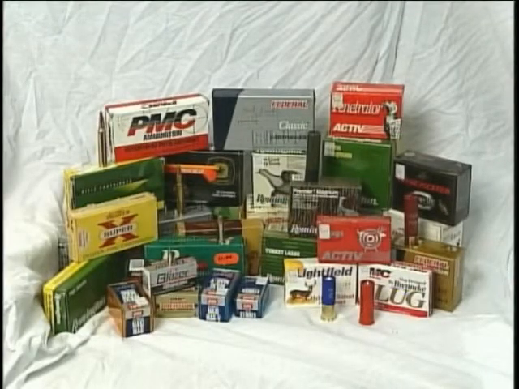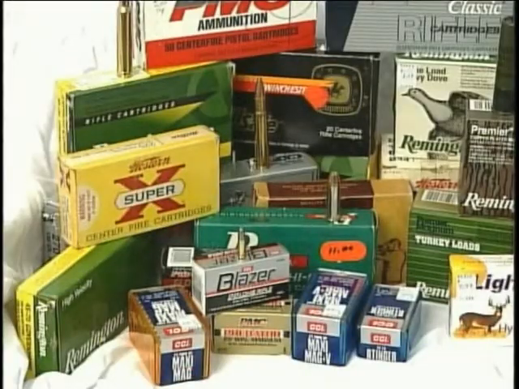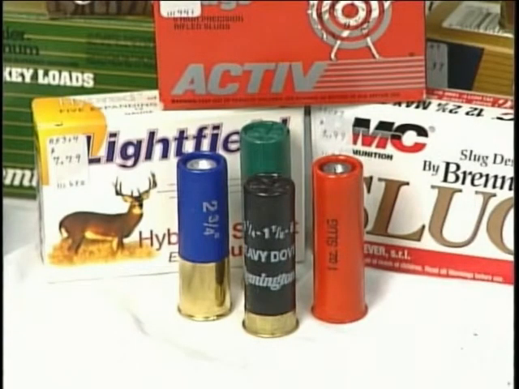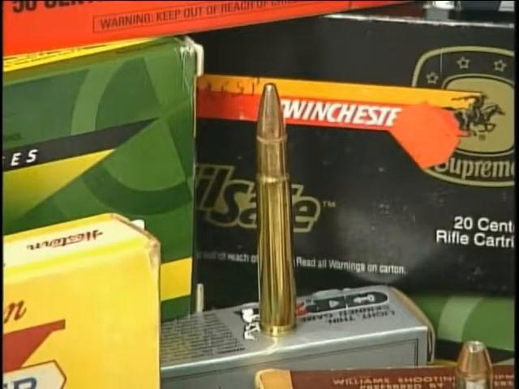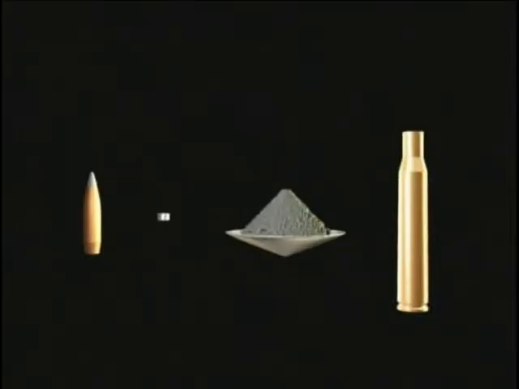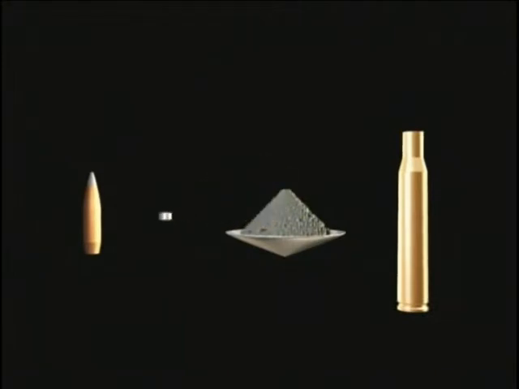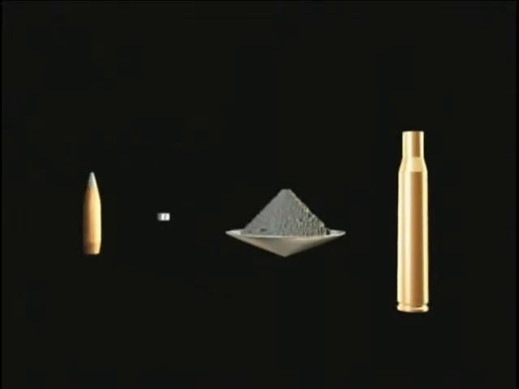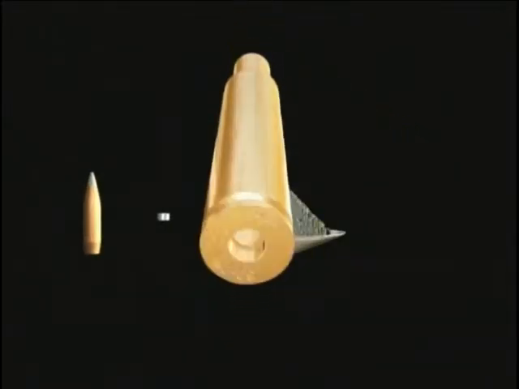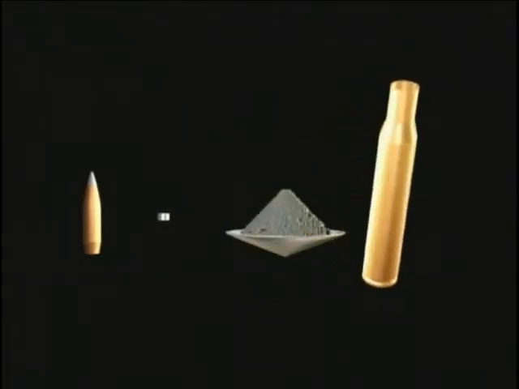There are two basic types of ammunition. There are shot shells and cartridges. Shot shells are used in shotguns, while cartridges are used in rifles and handguns. A center fire cartridge has 4 component parts: the cartridge case, the primer, the powder, and the projectile, called the bullet.